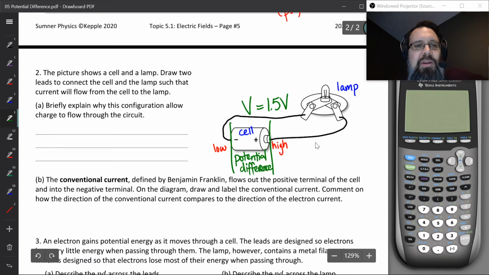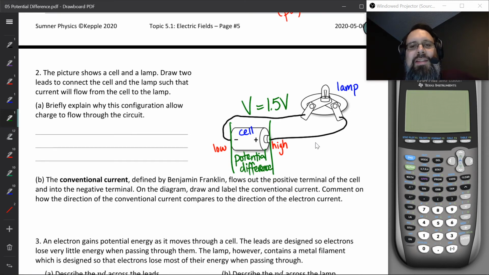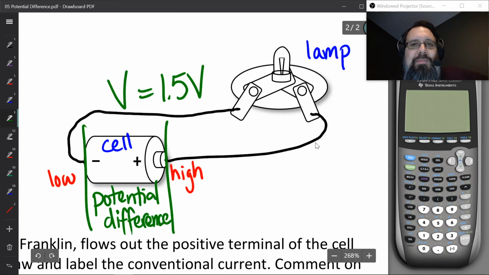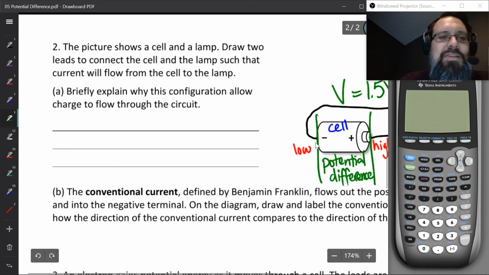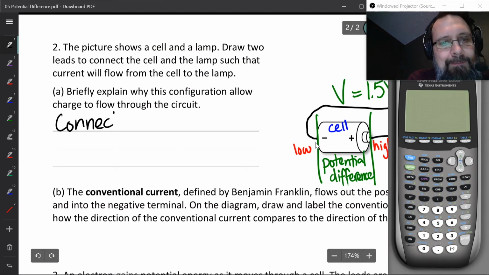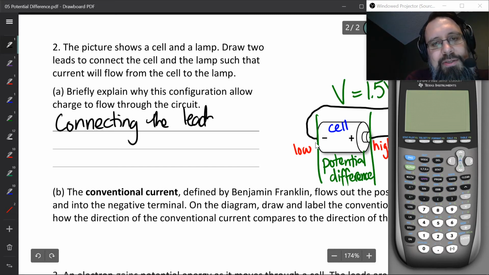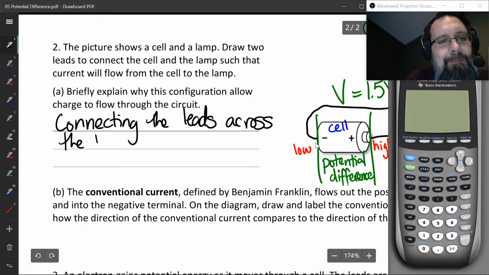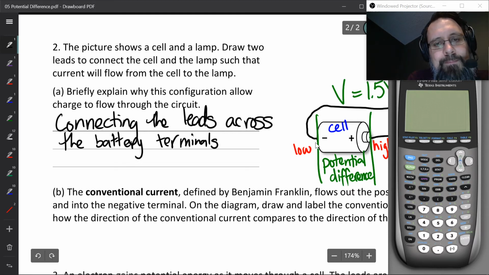All right, question 8 says, briefly explain why this configuration allows charge to flow through the circuit. Well, the reason this allows charge to flow is because it creates a potential difference. So we're going to say that connecting the leads across the battery terminal creates a potential difference.